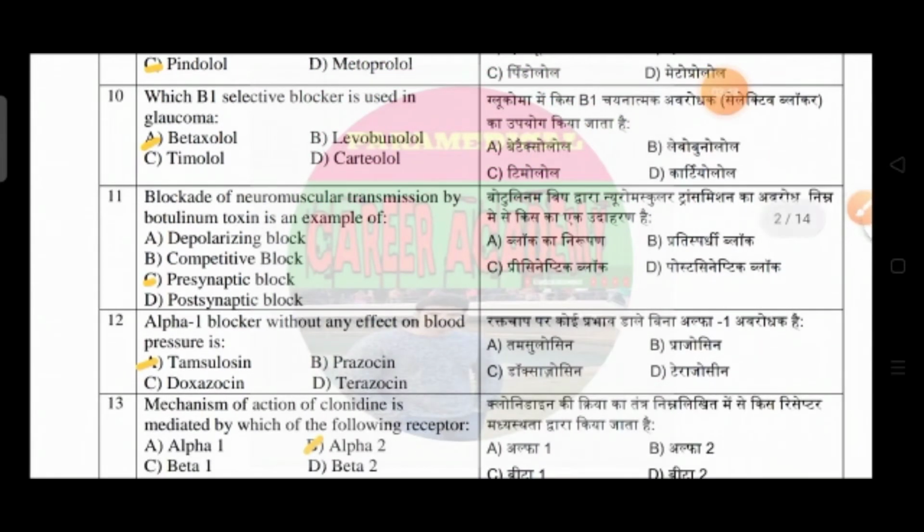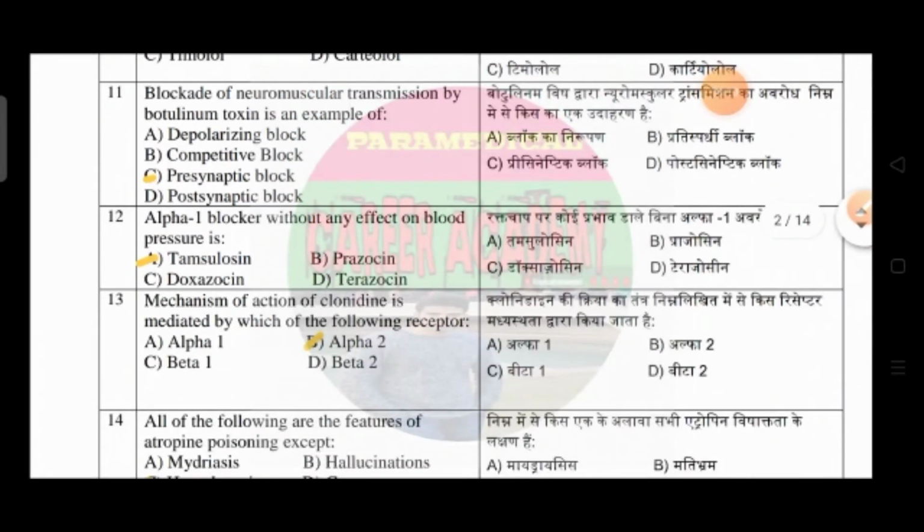Question number 10: Beta 1 selective blocker used in glaucoma is? Option A is betaxolol, option B is levobunolol, option C is timolol, and option D is carteolol. So the correct answer is option A, that is betaxolol.